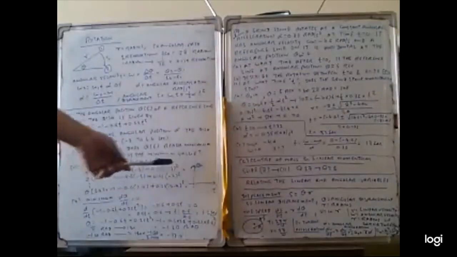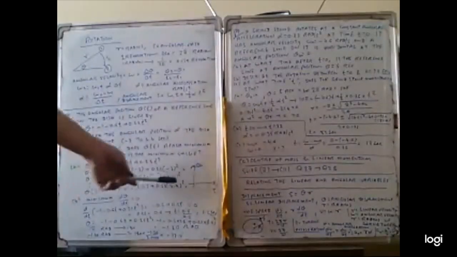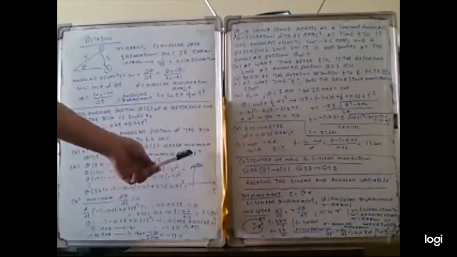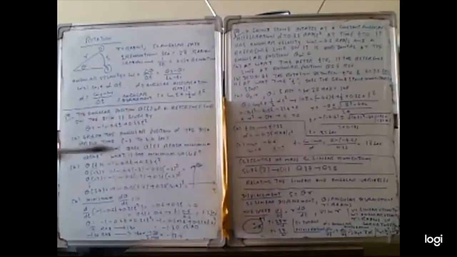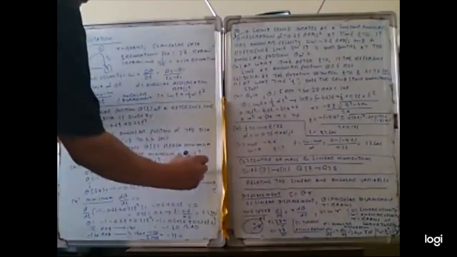Firstly, theta of t is given here. Theta is minus 1.00 minus 0.60 t plus 0.25 t squared. So we substitute the times from minus 3 to 5.4 seconds, with time horizontally and theta vertically, and then all the values are plotted on the graph. So the graph will look like this.